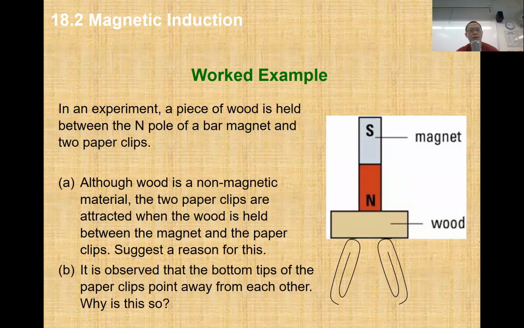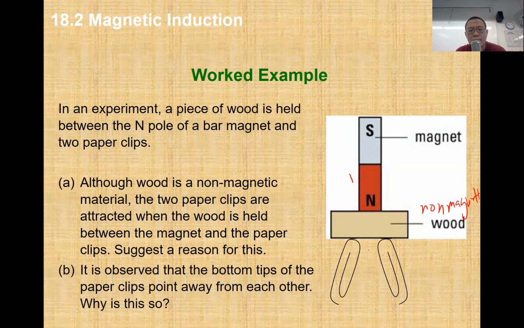For example, now I have a piece of magnet here, and I have a piece of wood. Now, wood, remember, is a non-magnetic material. But what happens is the wood will partially reduce the magnetic effect, but it cannot totally cut off the magnetic effect. The magnetic effect will still bleed over, still pass through the wood, and still arrive at the paper clip here.